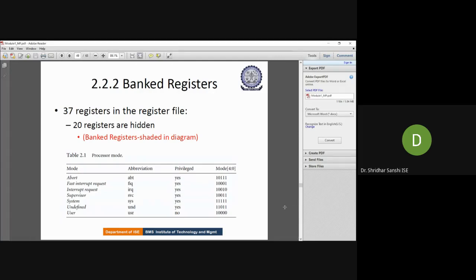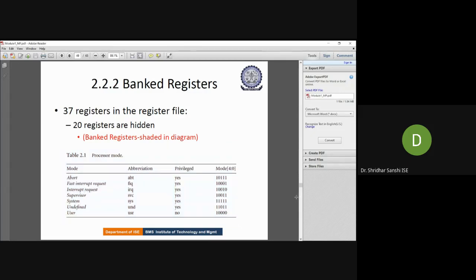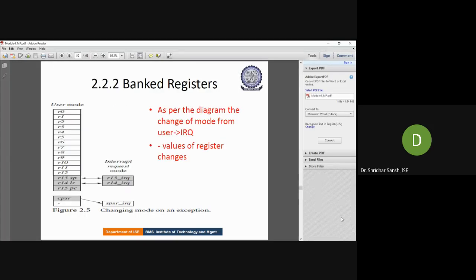Suppose if we are in abort mode, this is the content of the processor mode: 10111. So how many bits are used? Bits 0 to 4, that is 5 bits, are used to identify the processor mode. This is what I have explained with respect to change of mode on execution.